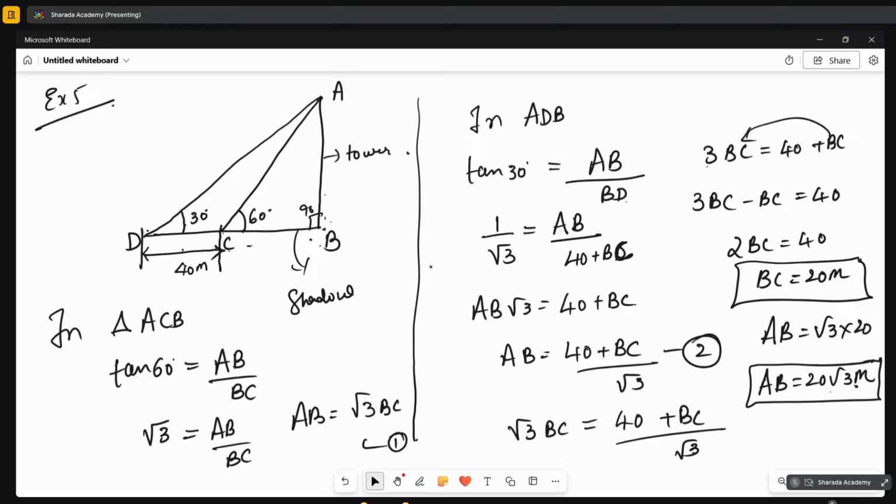Now do example 6. Angle of depression. From the top, if you take, that is angle of depression. From the bottom, if you are taking, that is angle of elevation. Whenever depression is required, you write it.